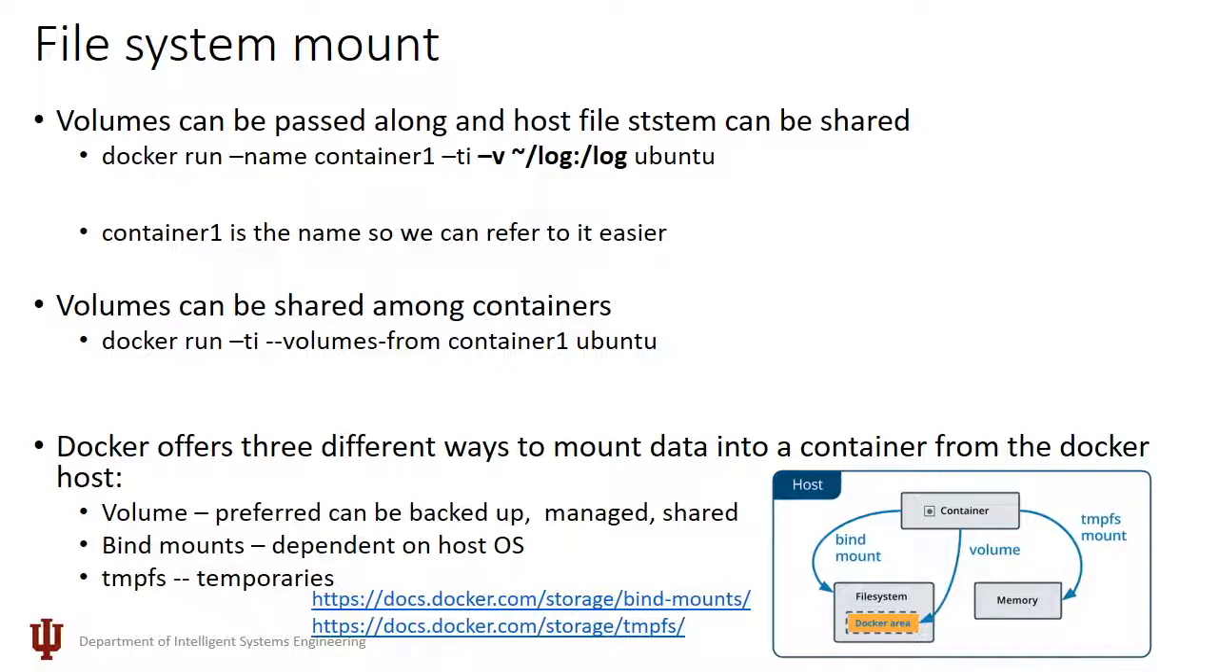And we have specified here container1. That's the name that we refer to when we want to communicate, for example, from one container to another container. So we have given it a name. And so when we start up a new container, we can even share the volumes that are mounted from container1 into other containers. So this way, the management of multiple containers using a shared file system becomes really easy.